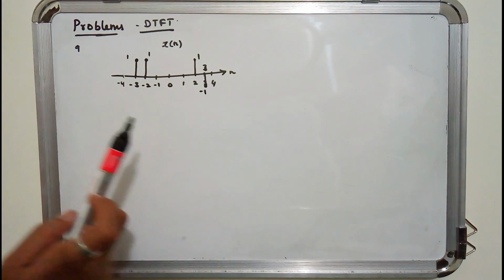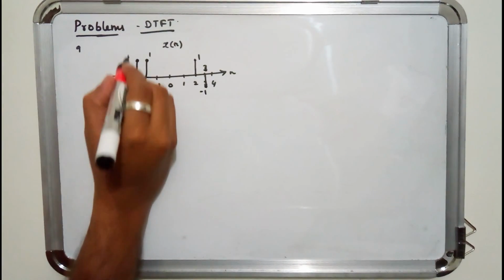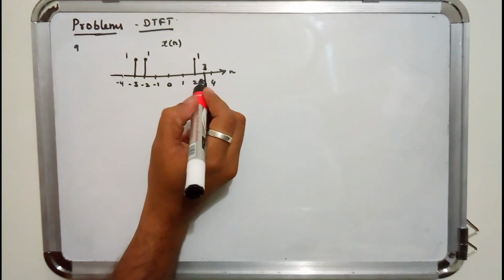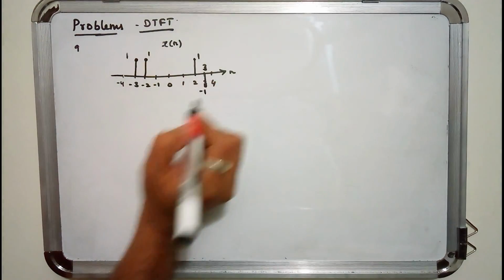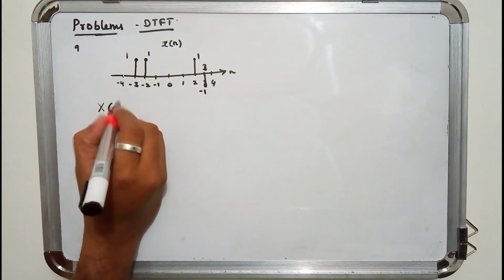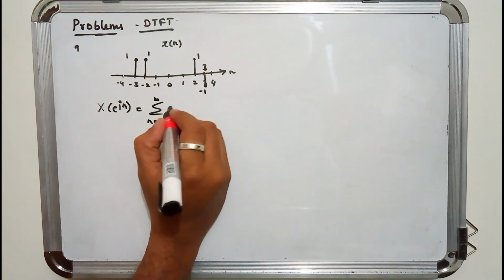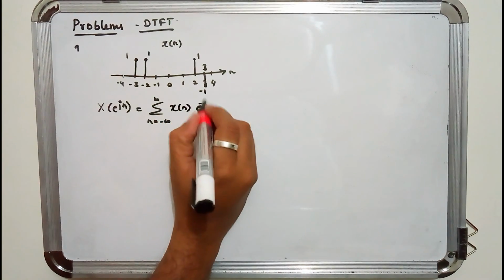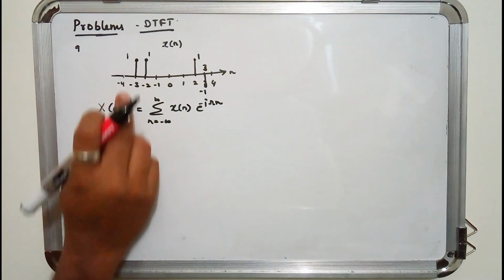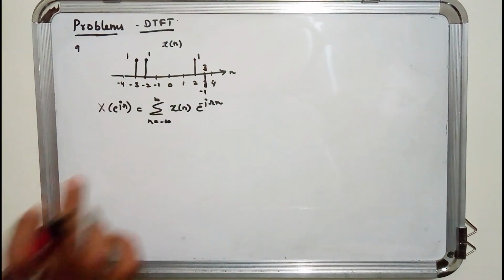Now in this problem you are given x of n, which has an amplitude of 1 at minus 3 and minus 2, an amplitude of 1 at 2, and an amplitude of minus 1 at 3. So we need to find the DTFT. From the basic definition, X of e power j omega is equal to the summation n equal to minus infinity to infinity of x of n e power minus j omega n. Now where does my x of n exist? It exists only for n equal to minus 3, minus 2, 2 and 3.